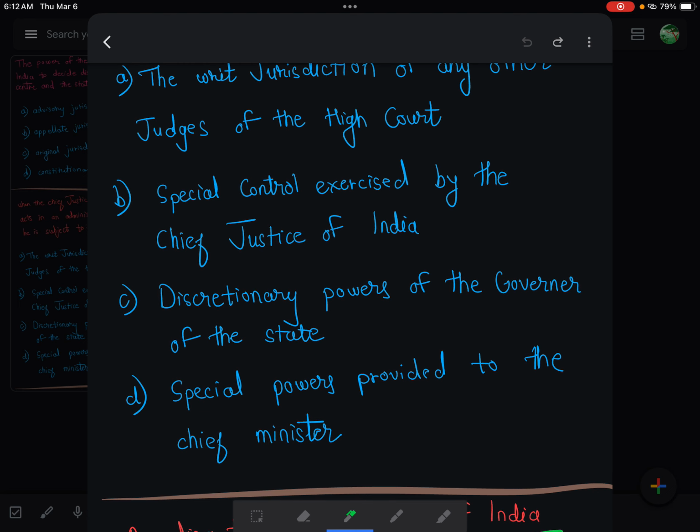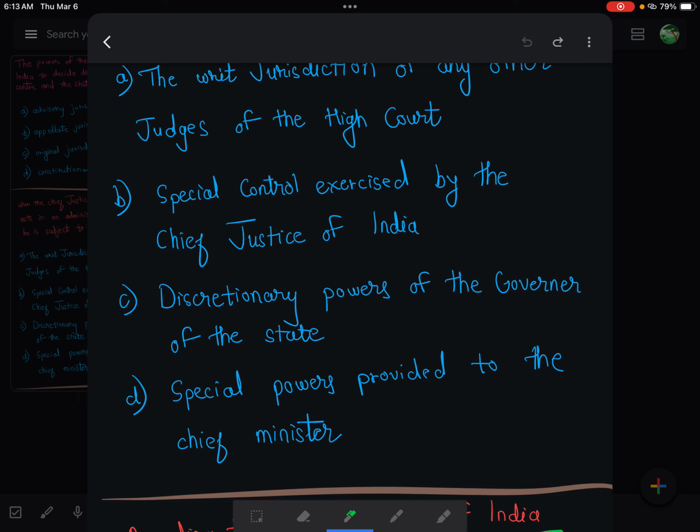Now the fourth statement. Special powers of the Chief Minister. This statement is also incorrect because the Chief Minister is the political leader and has no authority over the Chief Justice of a High Court. The judiciary is independent from the government, which is the executive part. Chief Minister cannot control or interfere in the Chief Justice's decisions. Hence, B, C, and D, these three options are incorrect.